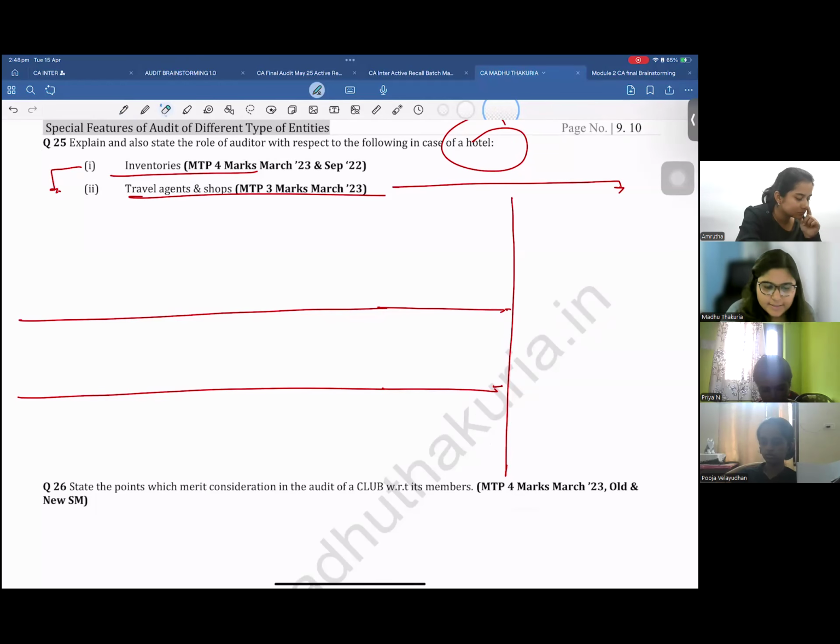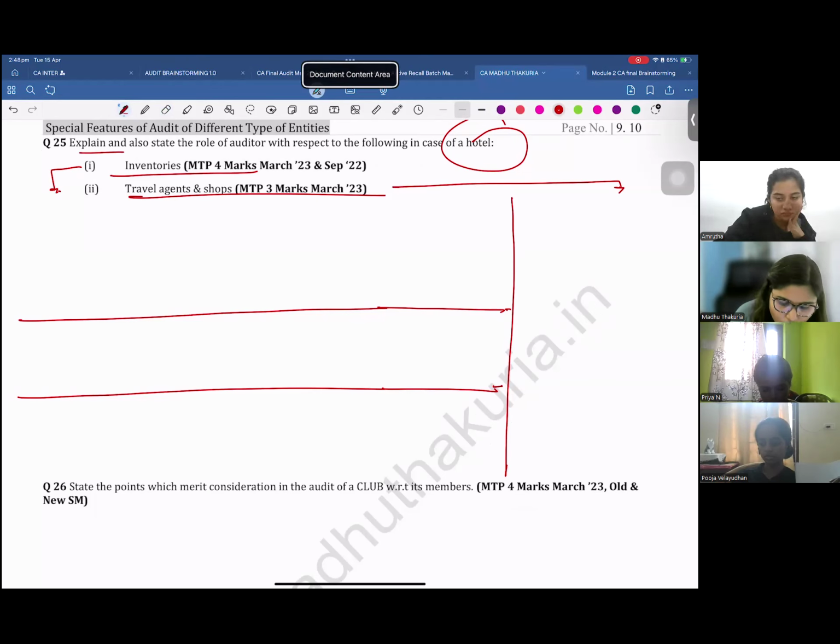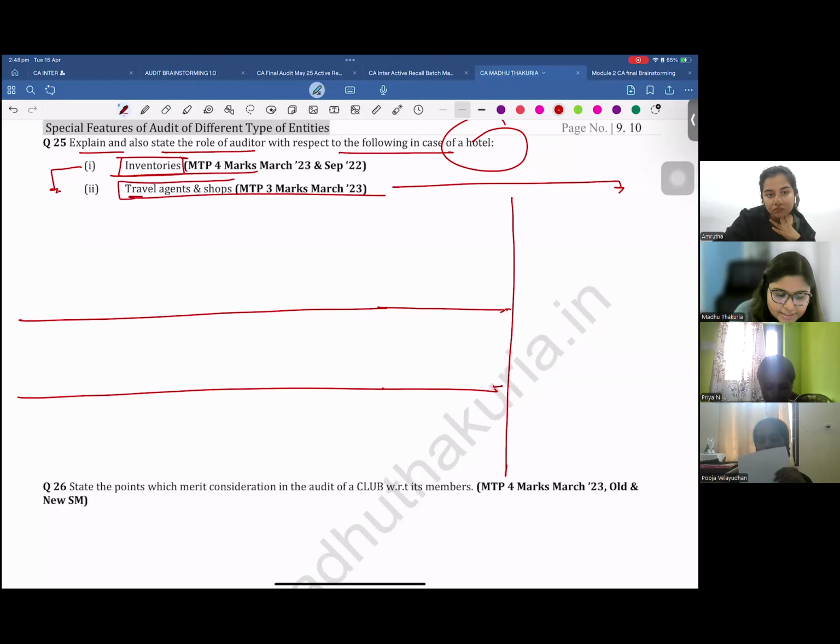Now, there is another question on the hotel audit. Explain and also state the role of auditor with respect to the following in case of hotel. One, inventories of a hotel, and second, travel agents and shops. Both are different things. Travel agents and shops are the same thing, but earlier it used to be only travel shops. Now there are travel agents or shops or physical ones.